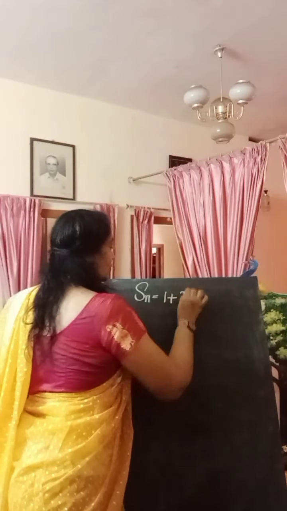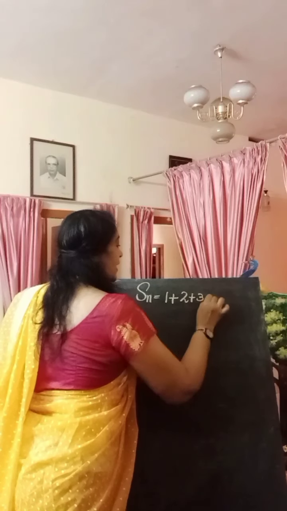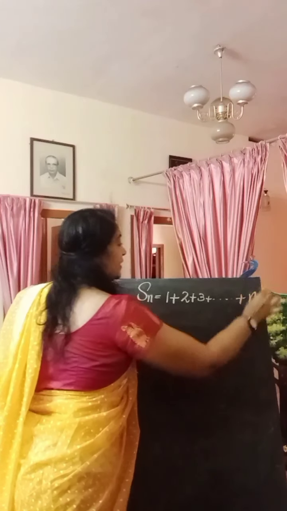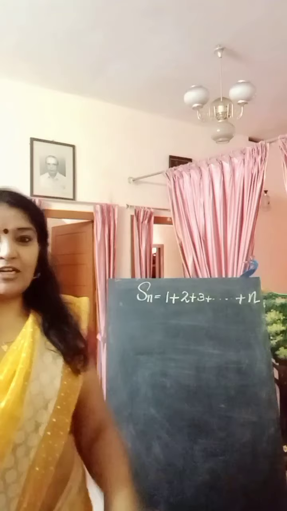But today I am going to teach you how to find the sum of n terms of the arithmetic progression. This is denoted as Sn. Sn is equal to 1 plus 2 plus 3 plus etc. up to n terms. Before introducing the formula for finding the sum of n terms of an arithmetic progression, I want to tell you a small story behind it.